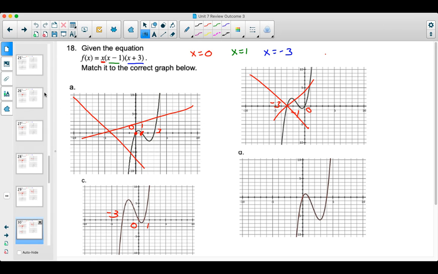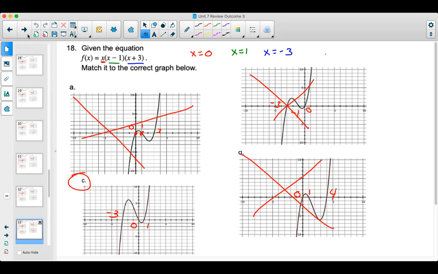Let's check if D works as well. So here we have 0, 1, and 4. That's wrong right there. So we know that that's not going to work. All right, one more.